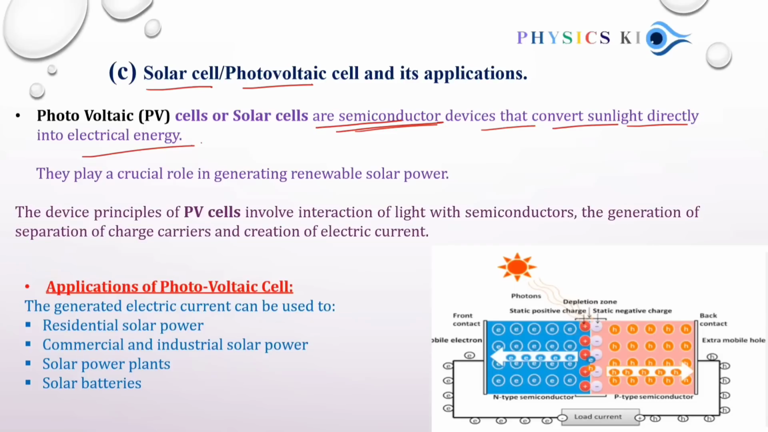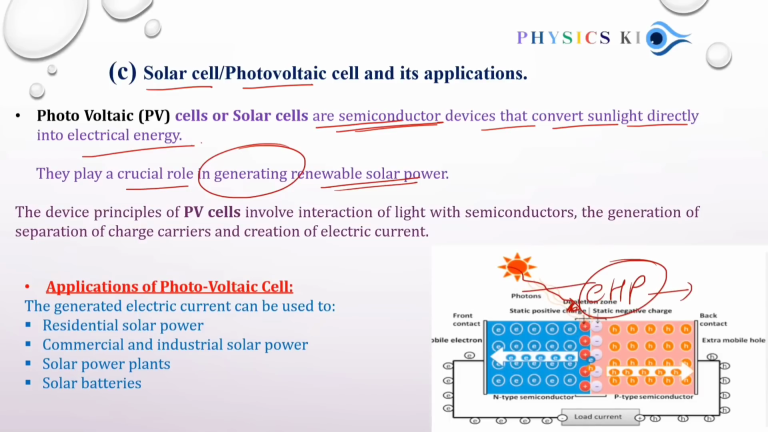They play a crucial role in generating a renewable solar cell. Again, go with this diagram. Whenever sunlight hits the material, electron-hole pair (EHP) generation happens, and the electron is attracted towards the positive and the hole is attracted towards the negative. We get some current. That's why it is written as a semiconductor device that converts sunlight into electrical energy.